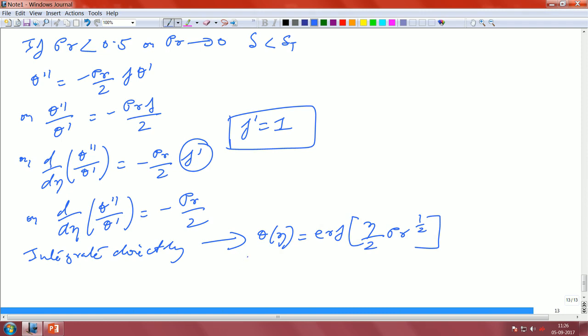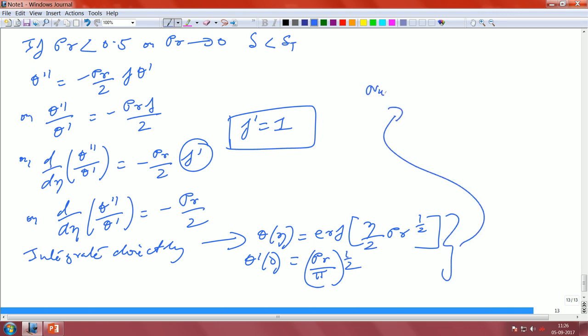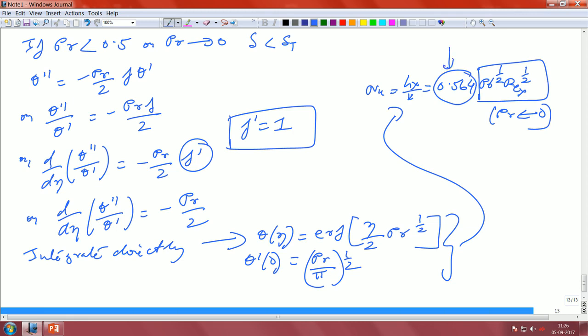Okay. So, this makes you evaluate theta prime at 0 as equal to Prandtl number to the power of half over pi to the power of half, right. Based on these two expressions, you can now get your Nusselt number, which is basically Hx by k, given by 0.564 Prandtl number to the power of half Reynolds number to the power of half as Prandtl number approaches 0, right. So, this also agrees with our scaling argument. What part is plugged in is this 0.564.